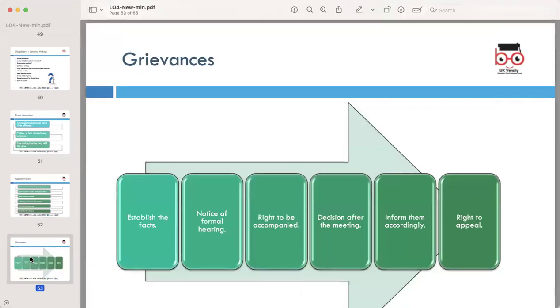Then grievances: establish the facts, notice of formal hearing, right to be accompanied, decision after the meeting, inform them accordingly, right to appeal.